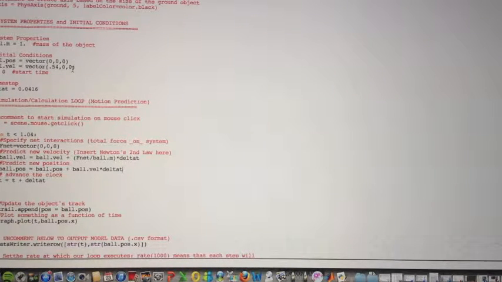Since we're assuming there's no net force, the velocity shouldn't change. As you can see here, the velocity update depends on net force, and if net force is 0, that whole term is 0. So the velocity stays the same all the way through.